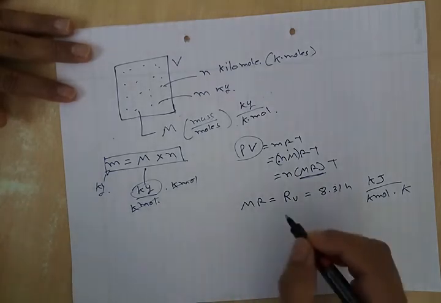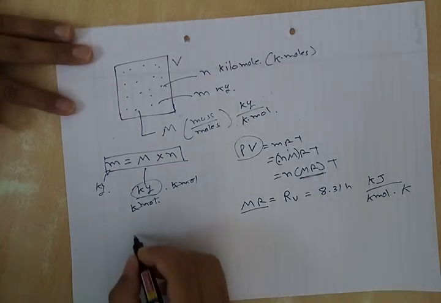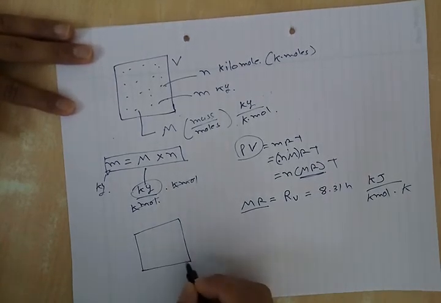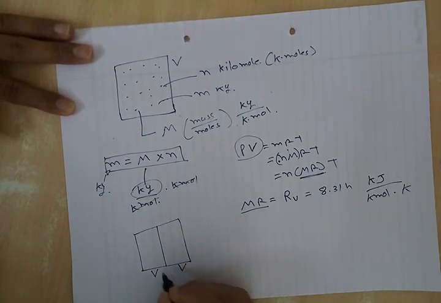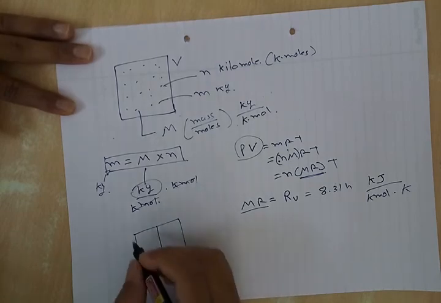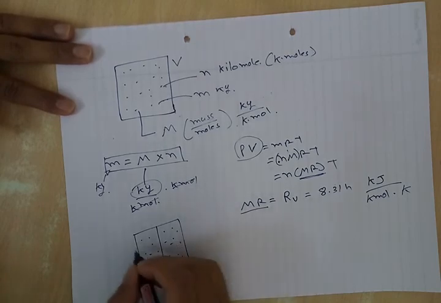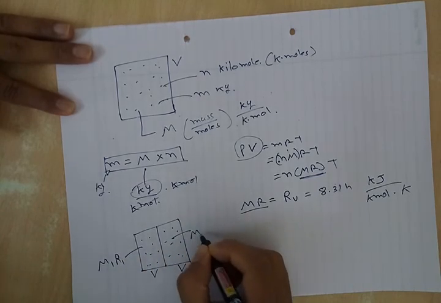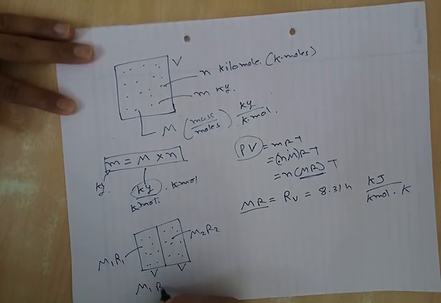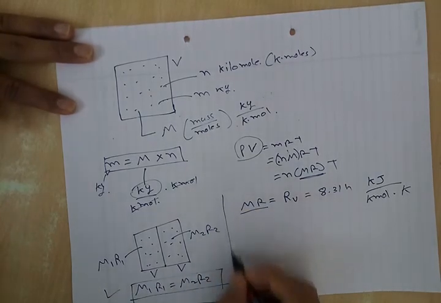Now for any gas, the product MR is a constant. So let us say we have two boxes of same volume, and in one box we have helium gas and in one box we have nitrogen gas. So M1 R1 and here M2 R2. So we can write M1 R1 is equal to M2 R2. So this is an important relation for the GATE exam.